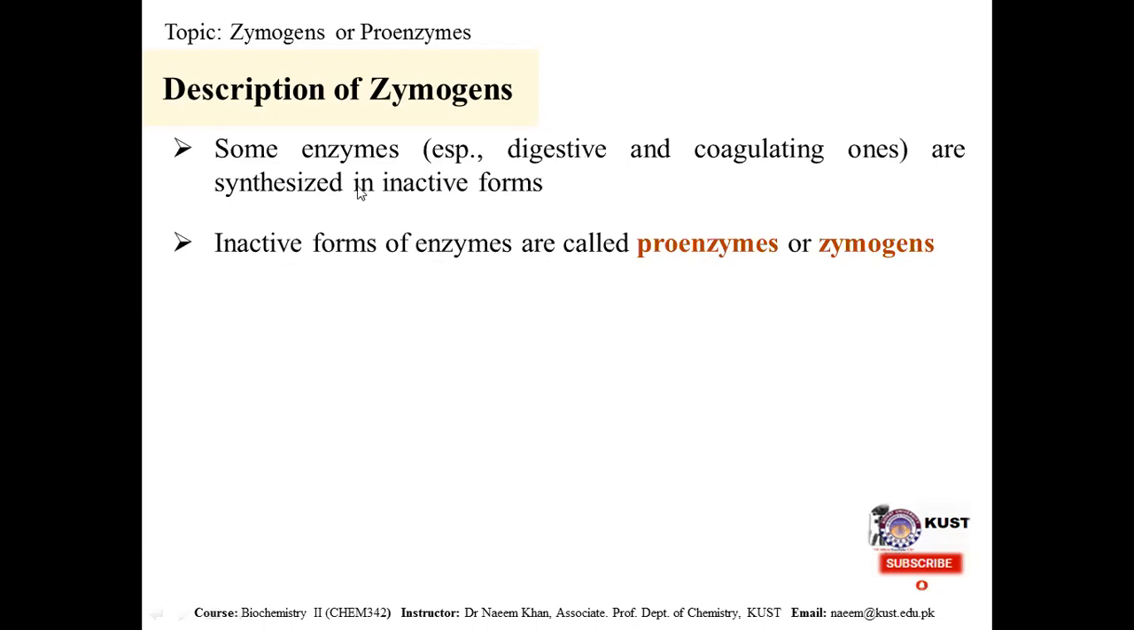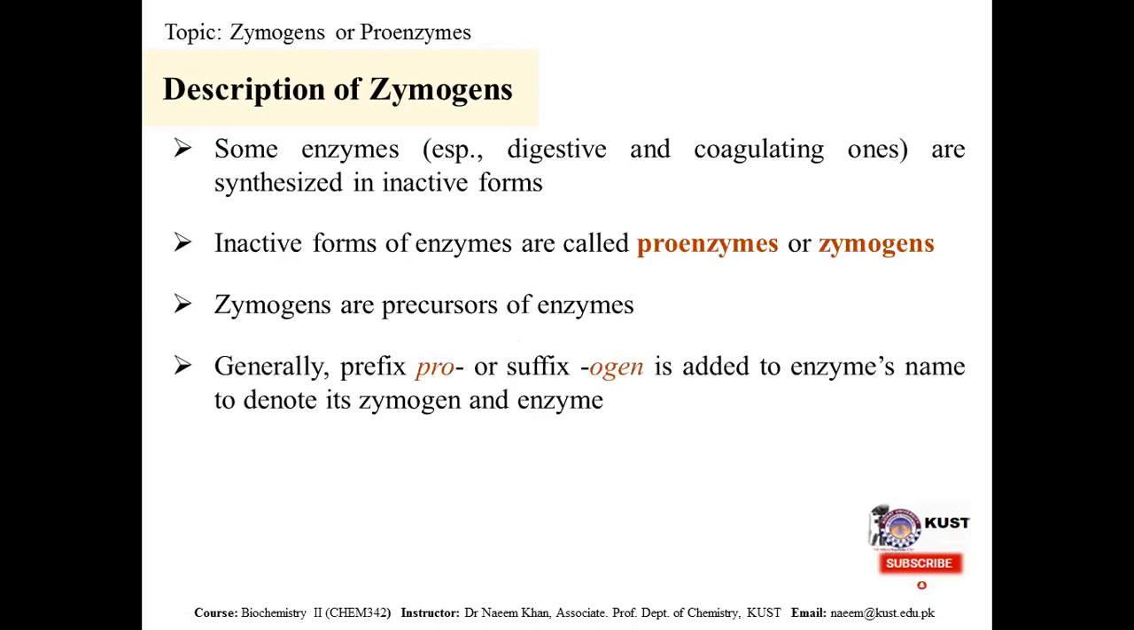So the concept is that the term zymogen or proenzyme is applied to the inactive forms of enzymes which are produced in some cases. Some enzymes, like digestive enzymes, are not produced as totally active enzymes, and whenever they are produced in the inactive form, they are called zymogens or proenzymes. Thus, we can say that zymogens are the precursors of enzymes. These zymogens will give rise to the enzyme later on after activation.